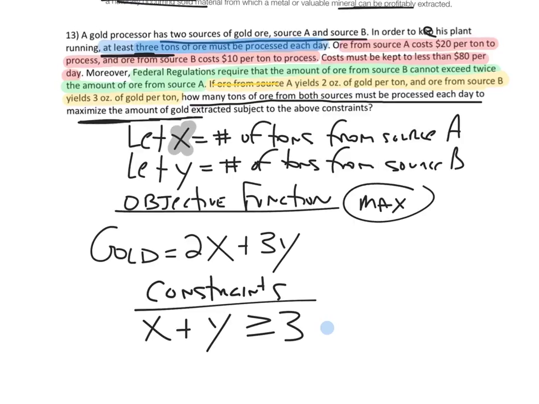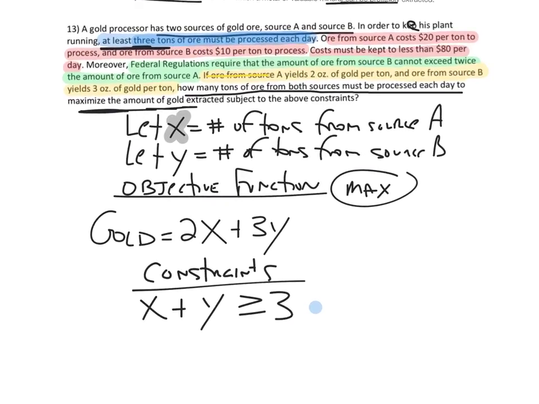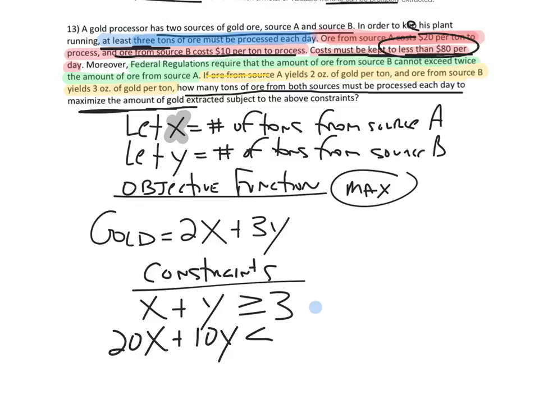Then it looks like we have some costs going on up there in red. It says the ore from source A costs $20 per ton to process. So that's going to be 20 times X. And ore from source B costs $10 a ton, so that's going to be 10Y. Costs must be kept to less than $80 per day. Okay, so that's my second constraint dealing with the costs.